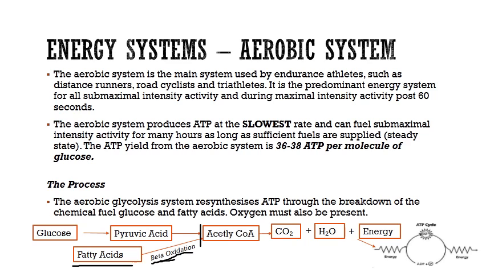Intensity of activities, we're talking about submaximal intensity, so activities below 80% max heart rate. Duration, all activities lasting past 60 seconds, and that can go up to a matter of hours. Speed of ATP production is slow, the slowest out of all three energy systems. The fatiguing mechanisms aren't going to be the byproducts like in the anaerobic glycolysis, but it would be the fuel depletion.